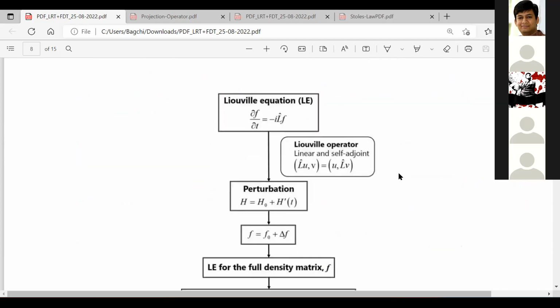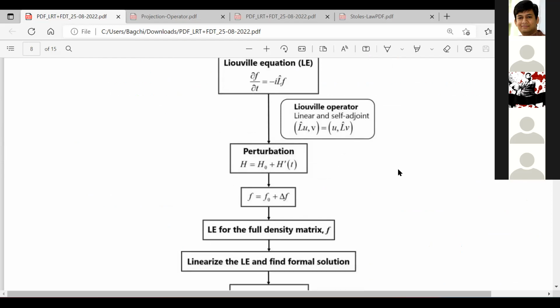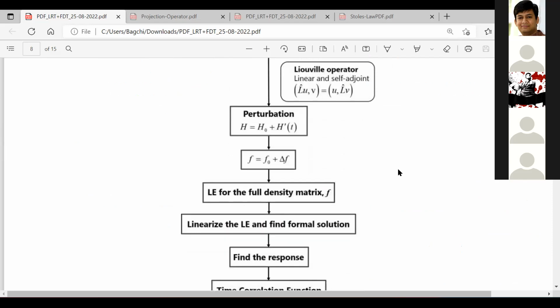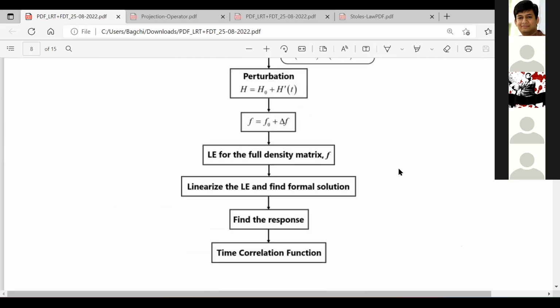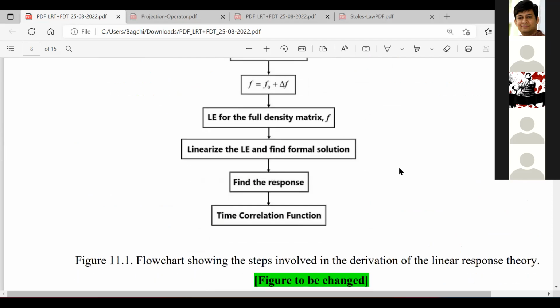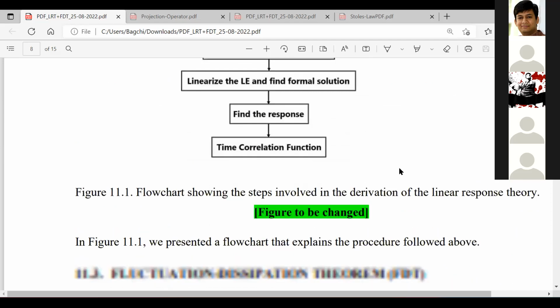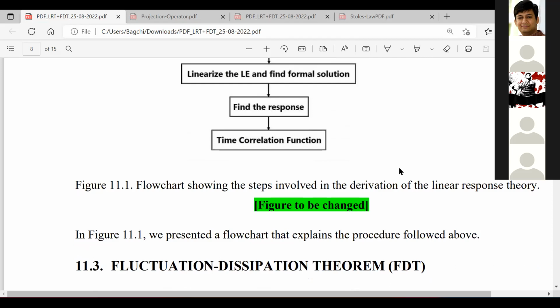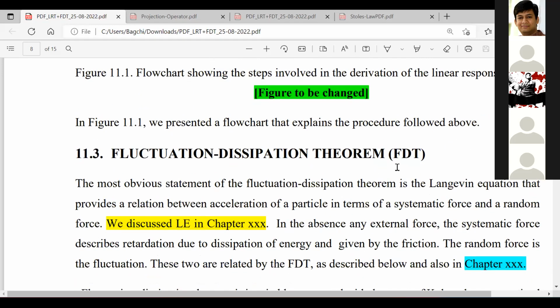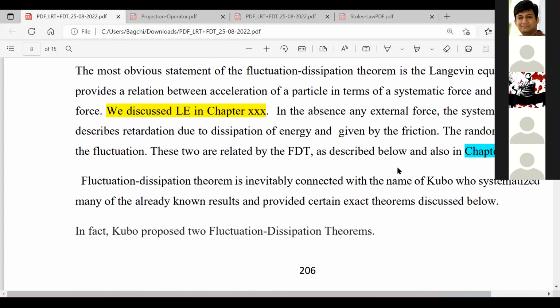So then the basic flowchart is the following. I start with the Liouville equation, and then I do the perturbation, H naught plus H prime. As a result, my phase space distribution gets perturbed. Then I write the Liouville equation for the full density matrix. I generalize the Liouville equation and find a formal solution of the first order differential equation. I find the response that goes over to a time correlation function. This is the flowchart of the linear response theory. So the fluctuation dissipation theorem follows from these things, and that I'll do a little later.